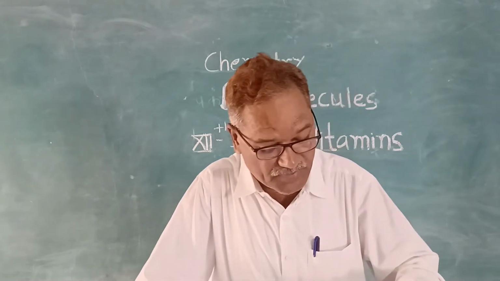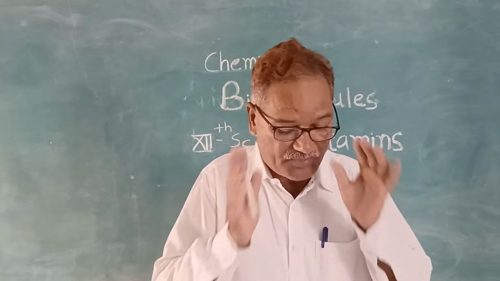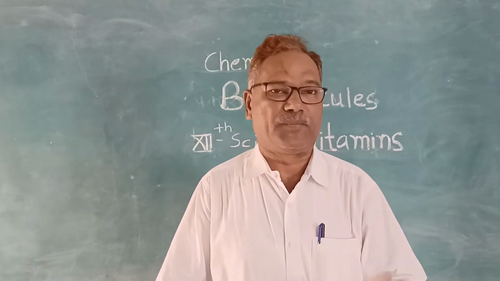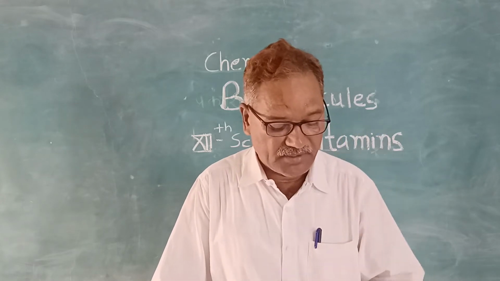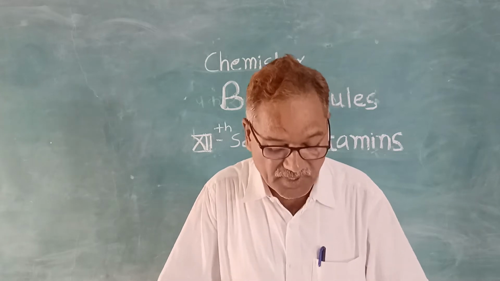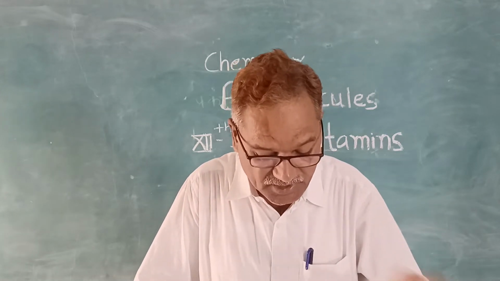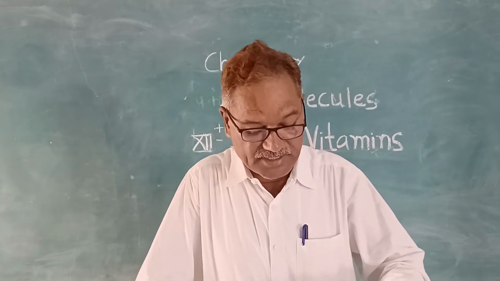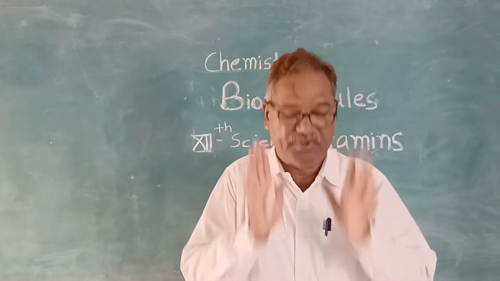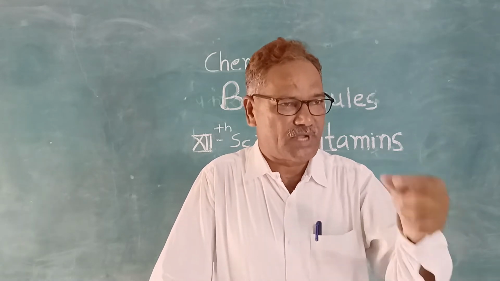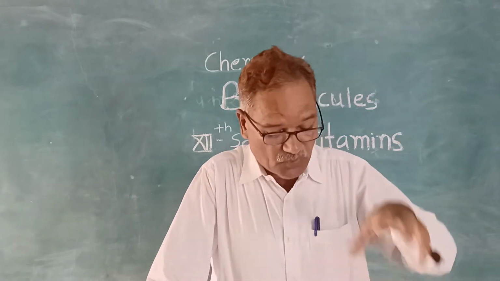For example vitamin B. You know that vitamin B complex is a mixture of B1, B2, B3, B5, B6, B12, folic acid, and biotin. Generally, doctor prescribes the particular prescription of B complex. Means what is B complex?